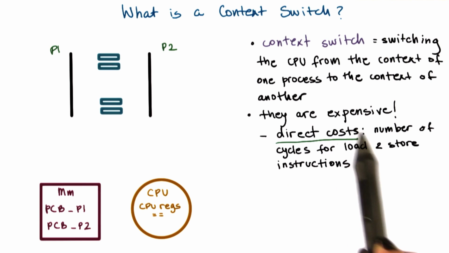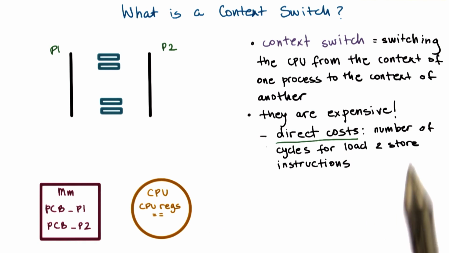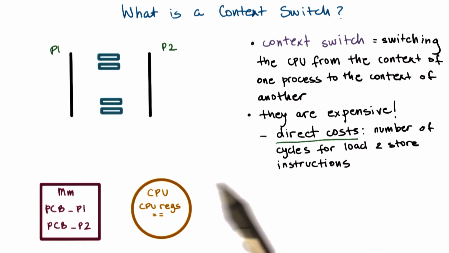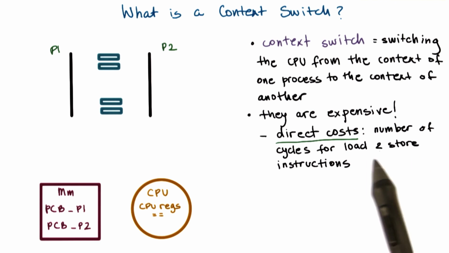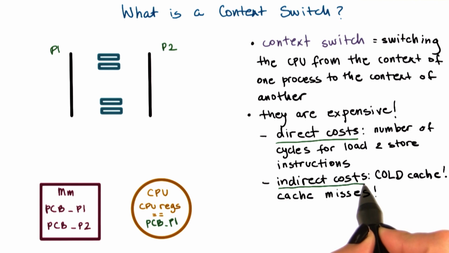First, there are direct costs, and this is basically the number of cycles that have to be executed to simply load and store all the values of the process control blocks to and from memory. There are also indirect costs.